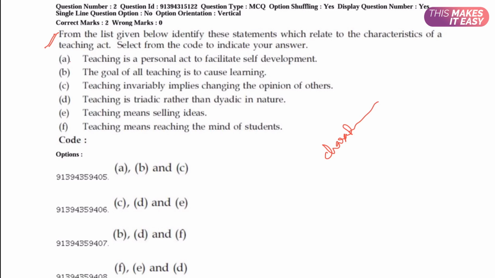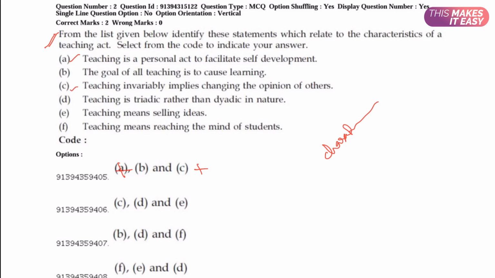The first statement says that teaching is a personal act to facilitate self-development. It's not at all correct because teaching is not for self-development. So wherever there is A, we will knock out that option. Here there is A, so we knock out that option. There is no A in any other options. Let us go to the second statement. The goal of all teaching is to cause learning. For the time being, we are not sure whether it is correct or not, but it seems to be correct.